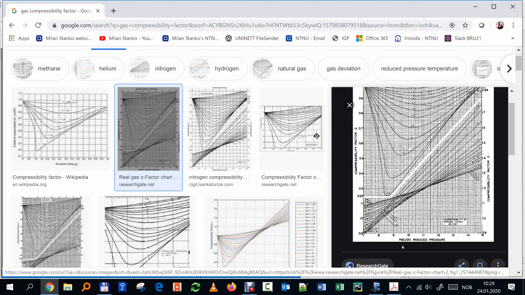So you have pressure, and all of these lines are for different reduced temperatures. So you go with your pressure, let's say it's 12, and your reduced temperature, let's say it's 1.4. Then you go to the left and you read the value of Z. Is that clear? No big surprise here.